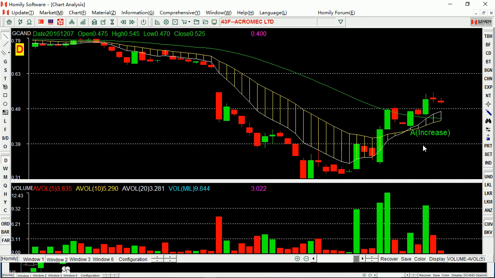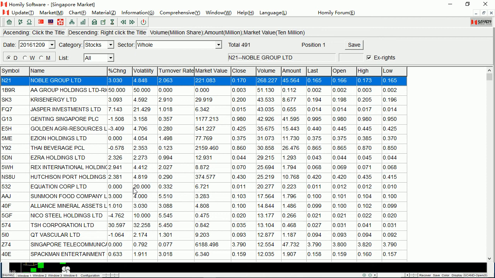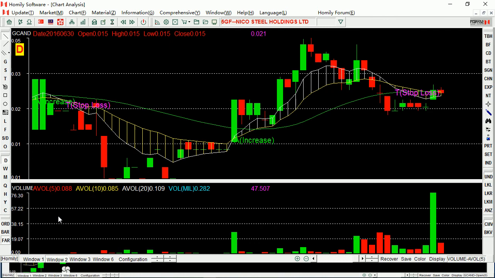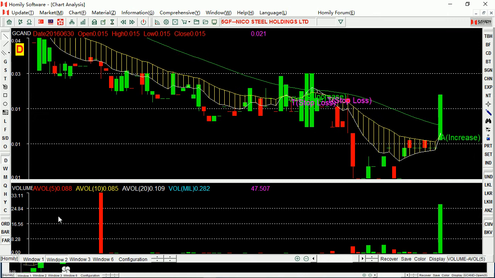Where is the third buy point? You can see the green line is still up. Then when you see the price drop in the band and go up again, this is the buy point. Then we can see. Let's see this stock. Here, can we buy or not?